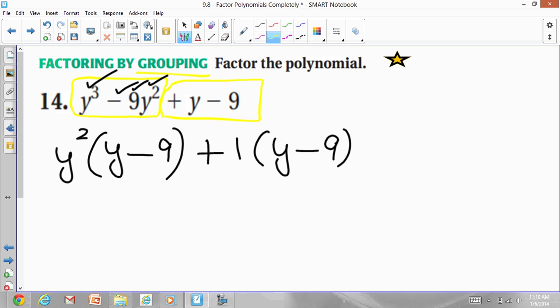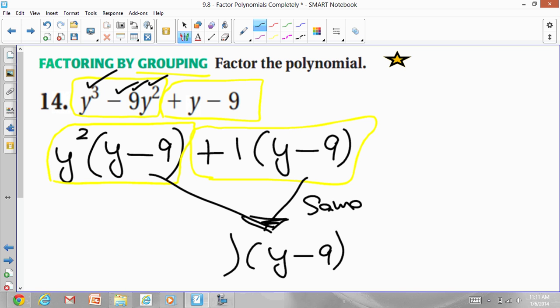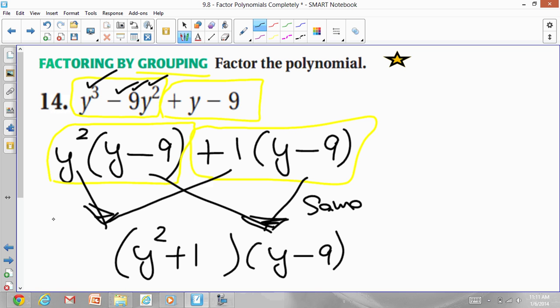So if I have this as my first and this as my second, in both cases I have y minus 9 being the same, so I'm going to pull out the y minus 9 outside, and the rest I'm going to pull inside. So which will be y squared plus 1 inside because they are different. And this will be the answer.